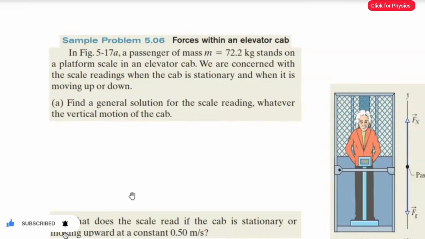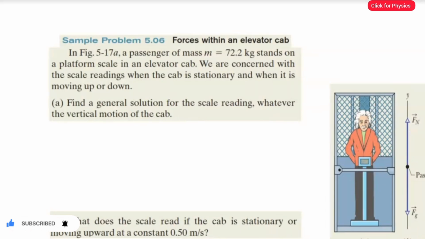And here we have to answer 3 questions, parts A, B and C. So let's answer one by one. In part A, we have to find the general solution for the scale reading, whatever the vertical motion of the cab. You can see the normal force and the force due to gravity are given here, and also the elevator has an acceleration in the vertical motion. So that means we have to equate that with Newton's second law.